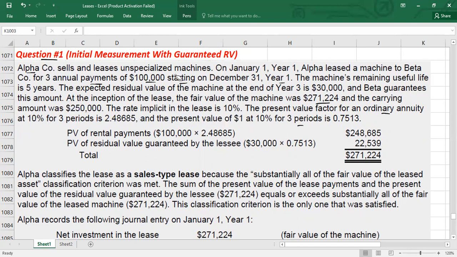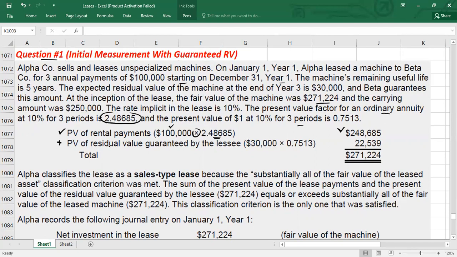How will you calculate the present value? There are two cash flows. The first cash flow is the present value of rentals. The annual rental is 100,000, multiplied by the annuity factor at the implicit rate, which is 10% for 3 periods. This annuity factor is also provided here. Otherwise you can calculate the annuity factor or use the annuity table. It's an ordinary annuity, so you will get the present value of lease rental.